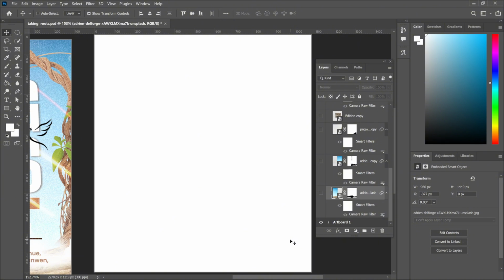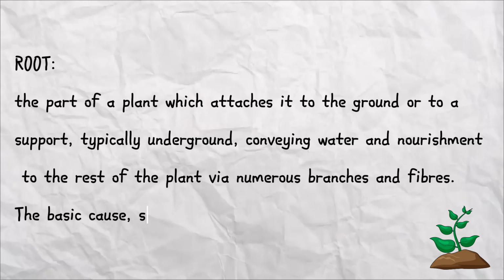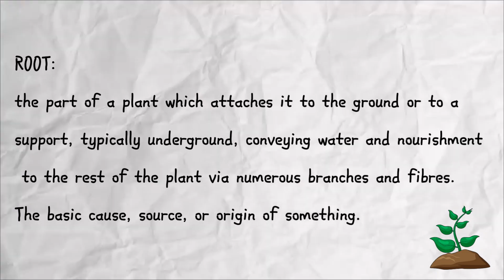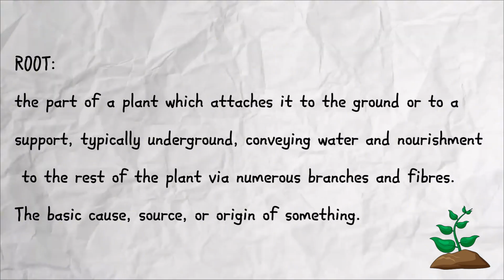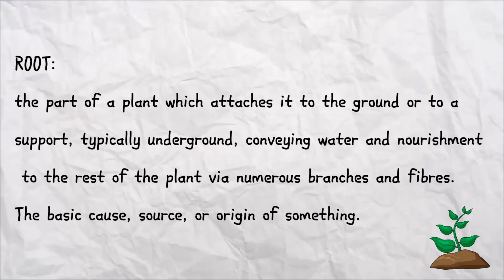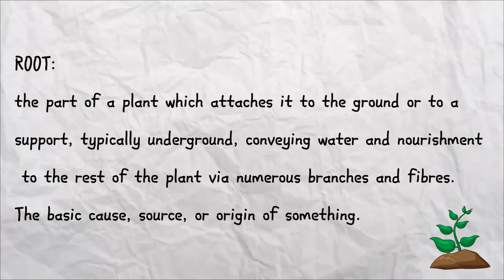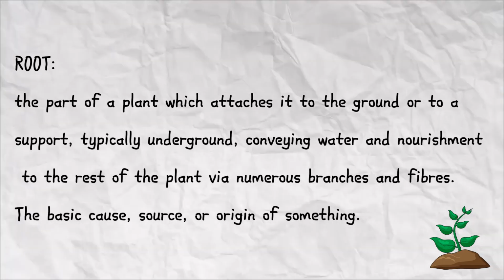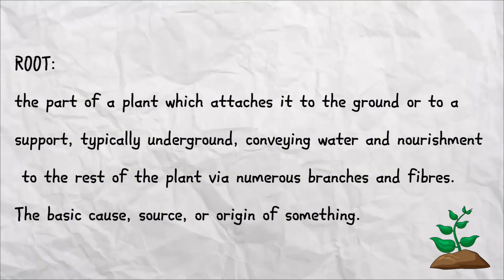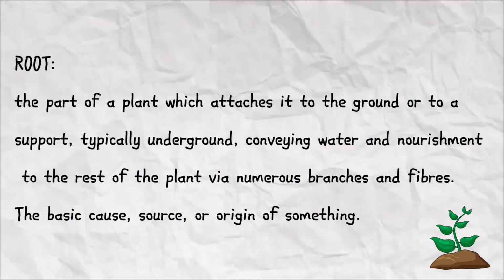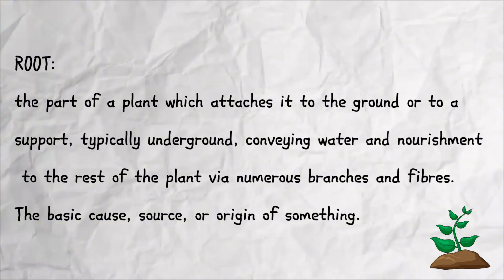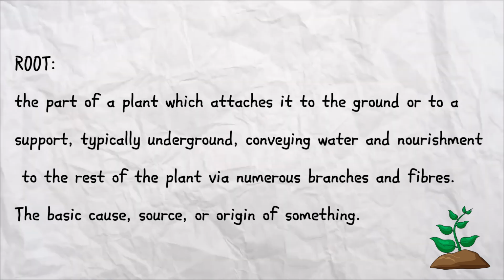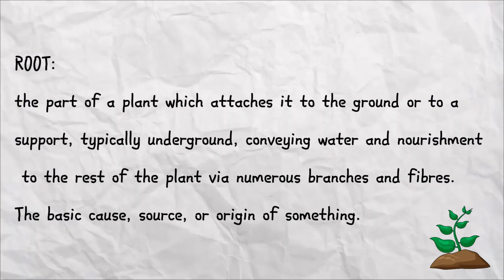So I decided, if you check the dictionary, what root actually means is a part of the plant which attaches itself to the ground or to a support, typically underground, conveying water and nourishment to the rest of the plant via numerous branches and fibers. And another basic thing you can know about root is that it looks for the source, or it talks about the origin of something. That's the very deep down of it.